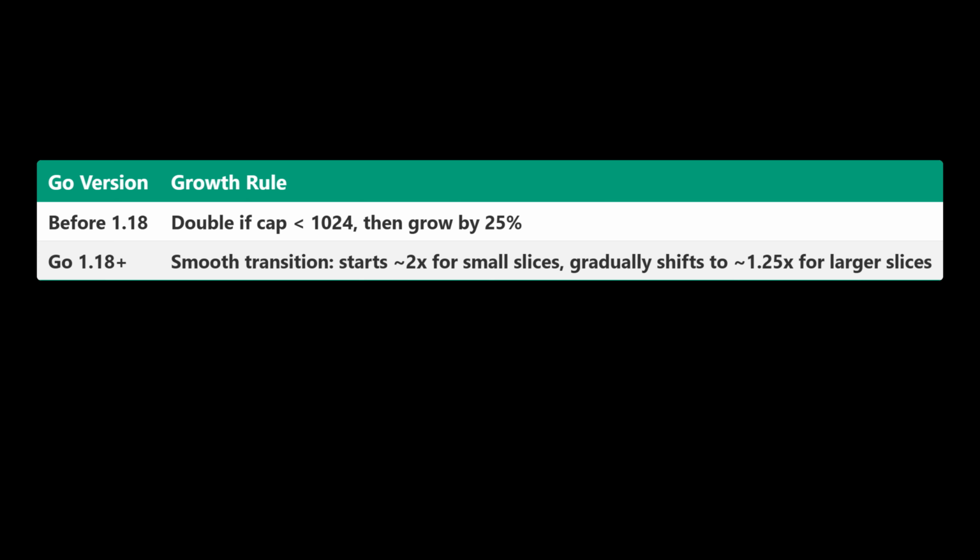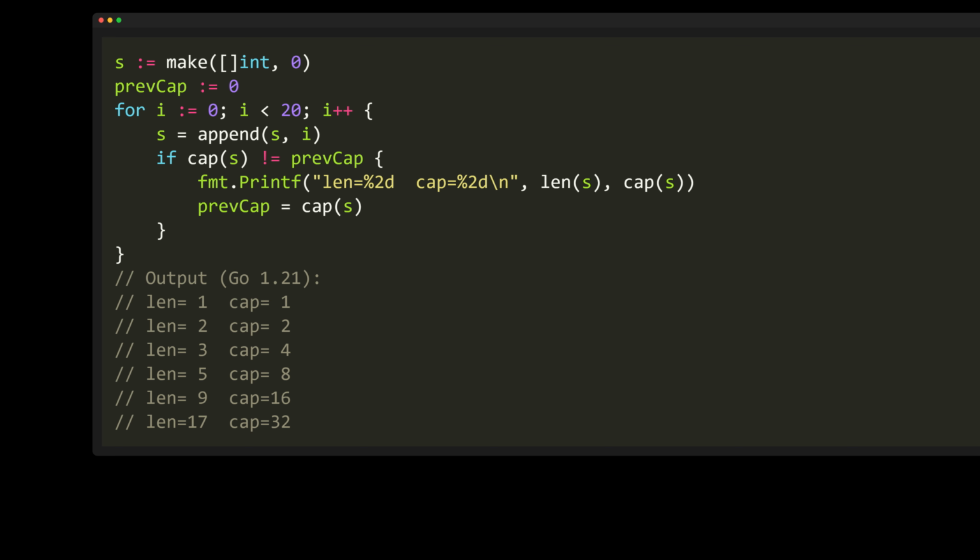Question: how does a slice grow in Go when it runs out of space? When you append to a slice and it reaches its capacity, Go creates a new larger array and copies all the elements over. Before Go version 1.18, it would double the capacity until it reached 1024, then grow by about 25% after that. In Go 1.18 and later, it uses a smoother growth strategy that starts at about double for small slices and gradually changes to about 1.25 times for larger slices. This growth happens automatically, and the exact capacity may vary depending on the size of the slice.